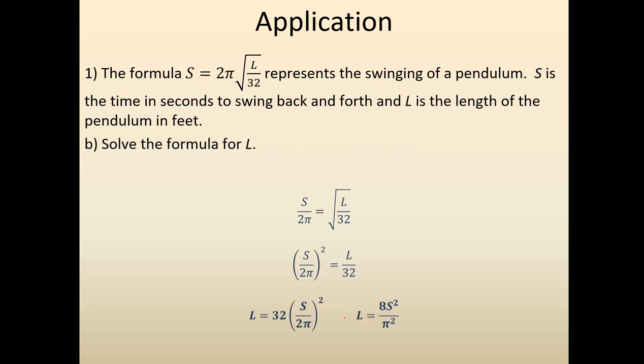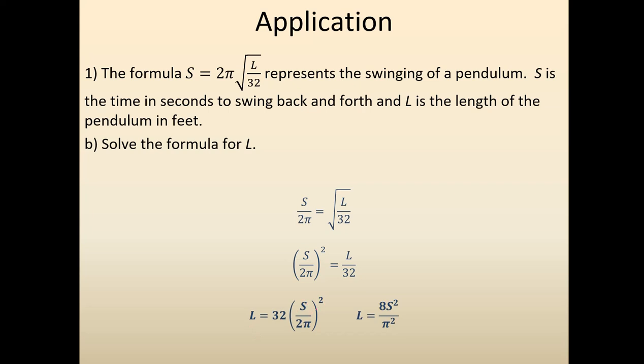All right. Now part B is a little bit different. Here they want us to solve it for L. That basically means getting all the variables to one side, and we have L equals something. So first thing that I do is I divide the 2 pi over. So I get S over 2 pi equals square root of L over 32. Do the same thing, I square both sides. And then I can get rid of the 32 by multiplying 32 to both sides. And I end up getting L equals 32 times S over 2 pi squared.